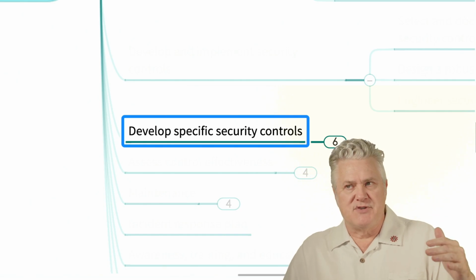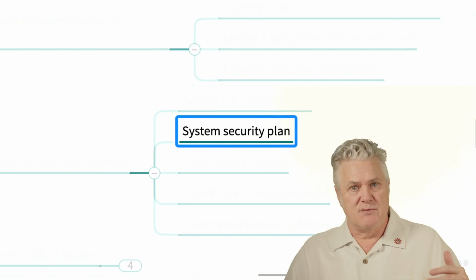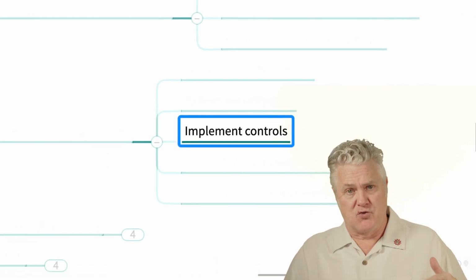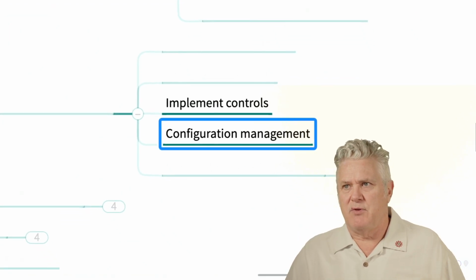So we'll develop specific security controls, and that includes the documentation, the system security plan, and where it falls in the plan. We'll actually implement the control. We'll pay to have it put in place if it isn't already in place.